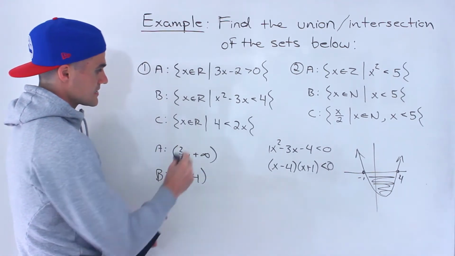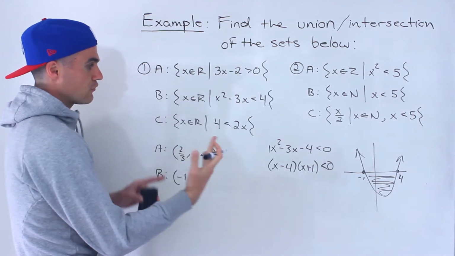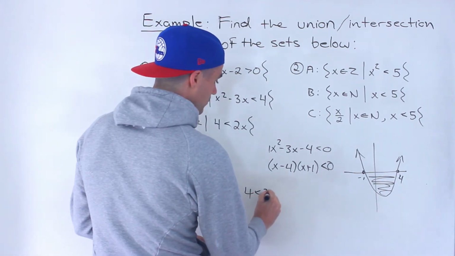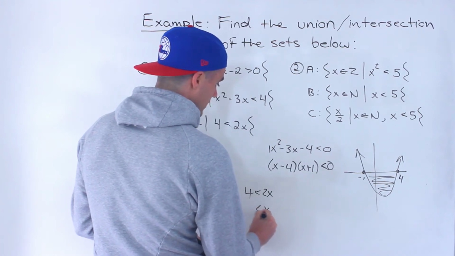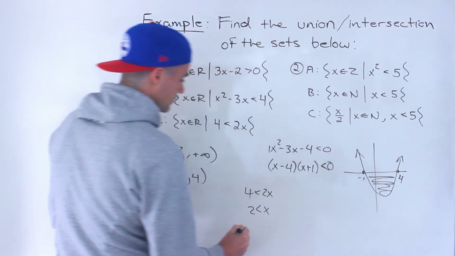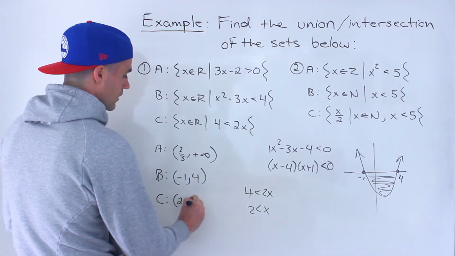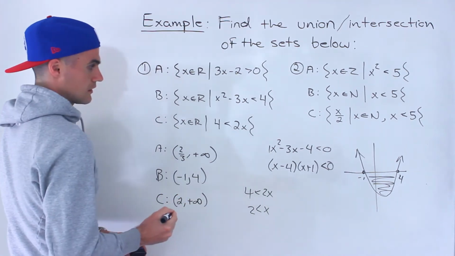Over here, set C: x is an element of the real numbers such that 4 is less than 2x. At this point, we just divide both sides by 2, so x is greater than 2. So set C would be from 2 to positive infinity.